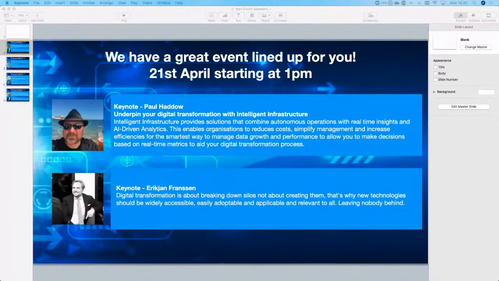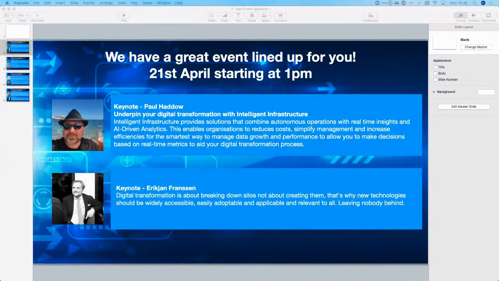Our first keynote speech will be done by Paul Haddo from Tintree, who's going to talk about the key things around having intelligent infrastructure to be able to support your digital transformation journey. So, things like having AI-driven analytics to understand exactly what's happening with that infrastructure, but also reducing costs, simplifying the management, and increasing the efficiency, which is a key part of what digital transformation is about, trying to get those efficiencies within your business from automation and also integration through technology. But we can do the same thing with the infrastructure itself.